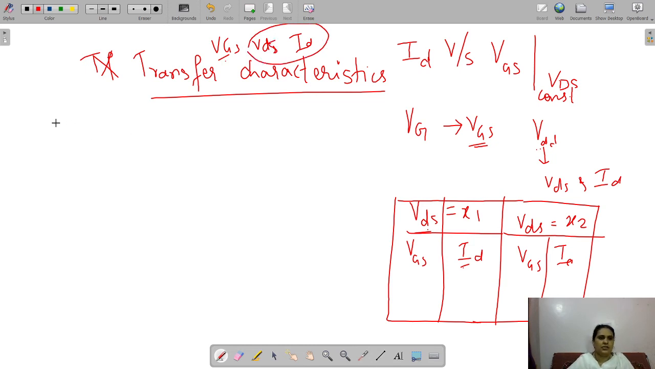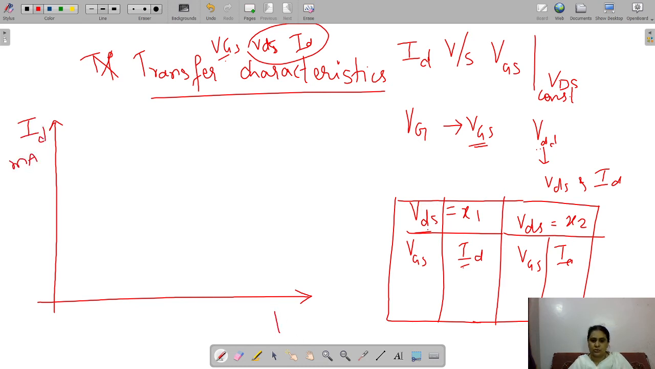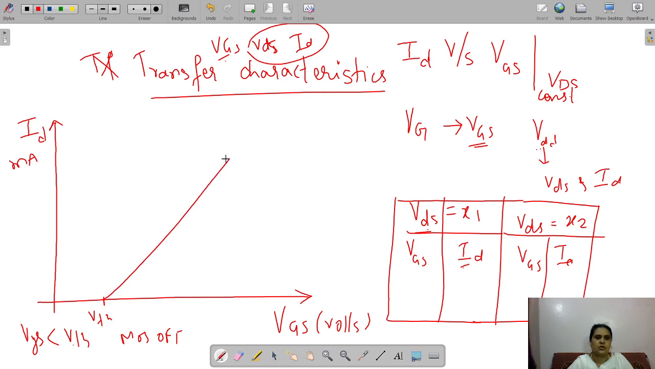Therefore, let us draw the graph. All the graphs are IV characteristics only here. Output current ID, usually it will be in milliamperes, and input voltage VGS will be in volts. When the value of VGS is less than VTH, the MOS is off. Afterwards, the MOS is on. So this is one set of characteristics.